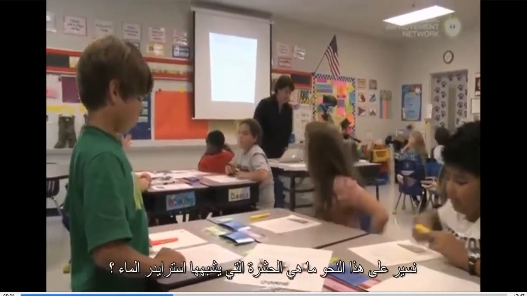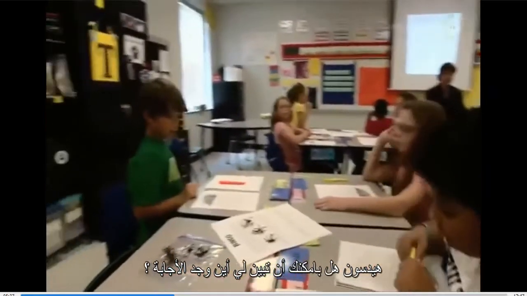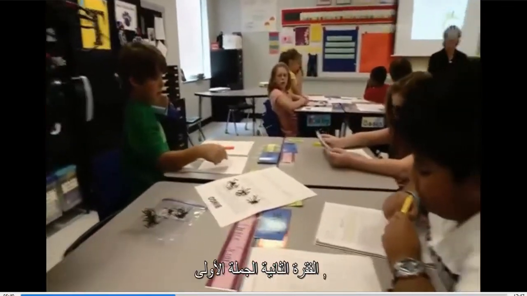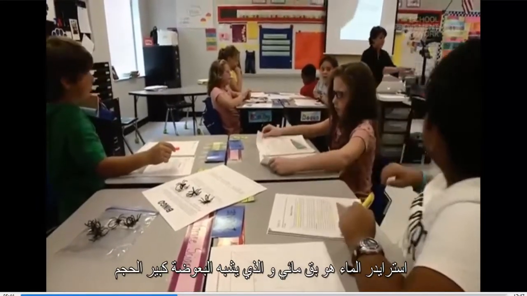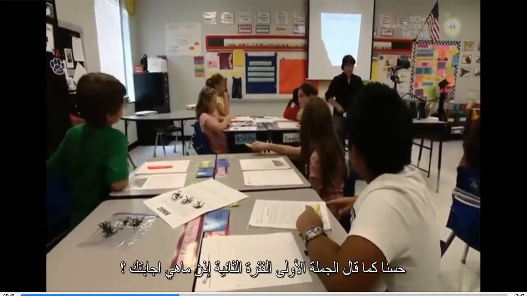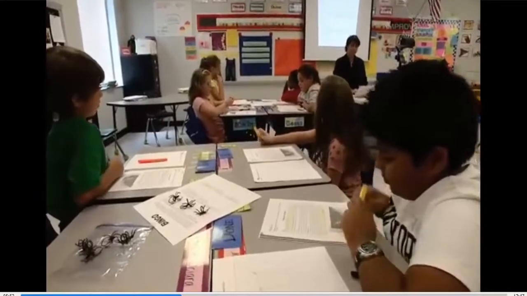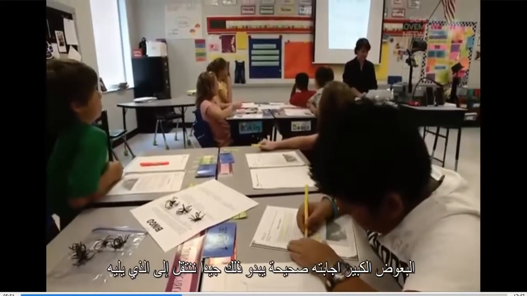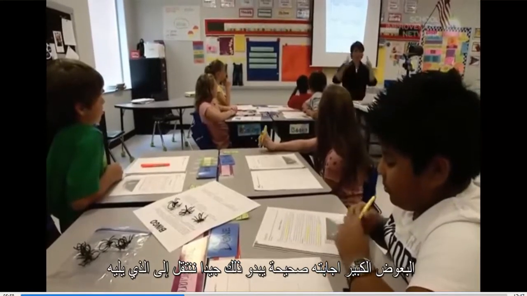Here we go. Which insect does a water strider resemble? Hudson, can you tell me where you found that answer? Paragraph 2, sentence 1. A water strider is a water bug that looks like a large mosquito. Okay, so he said paragraph 2, sentence 1. And what is your answer then? A large mosquito. He is correct.